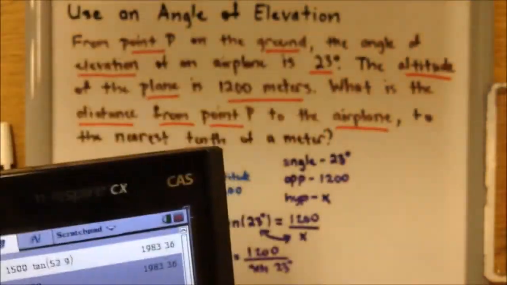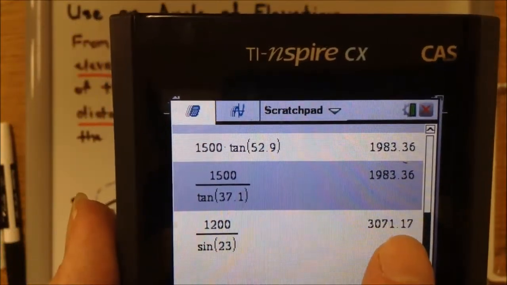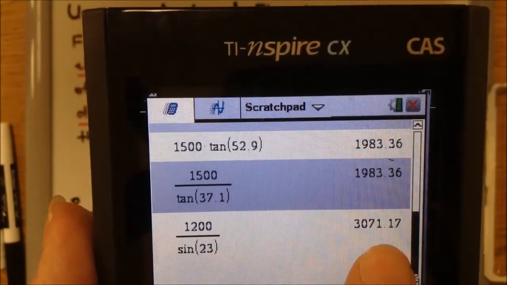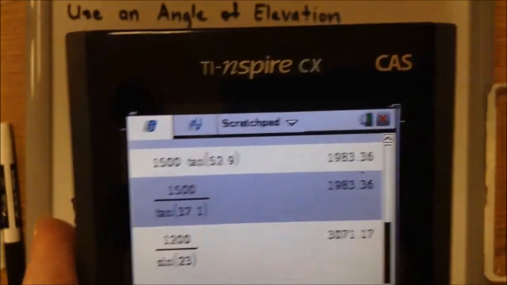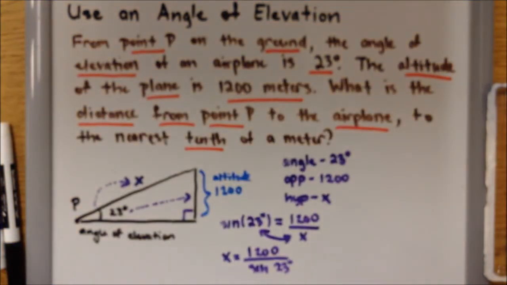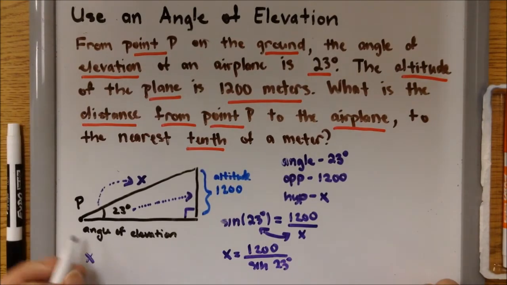We get 3071.17. But it says round to the nearest tenth, so that means one decimal place. Since it's 0.17, and that 7 is above 5, I'm going to round the 1 up. So 3071.2. So my x is 3071.2 meters. Now that's using the sine function.